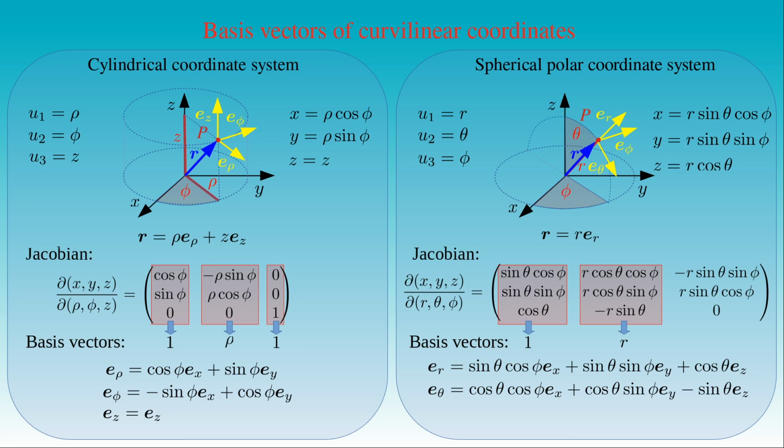The last column vector of the Jacobian determines the basis vector e phi. The length of this column vector is equal to r times sin theta, and the column vector divided by this length will be the basis vector. Then its x component is equal to minus sin phi, and its y component is cosine phi. Now we obtain the full set of the coordinate basis vectors, both the cylindrical and spherical coordinate systems.